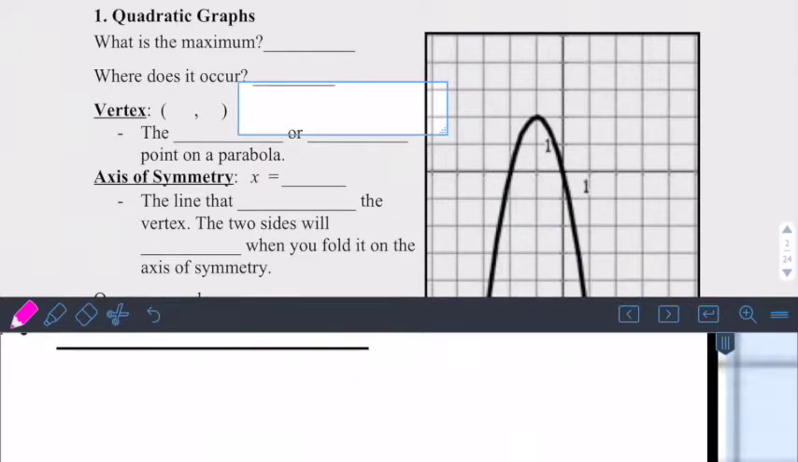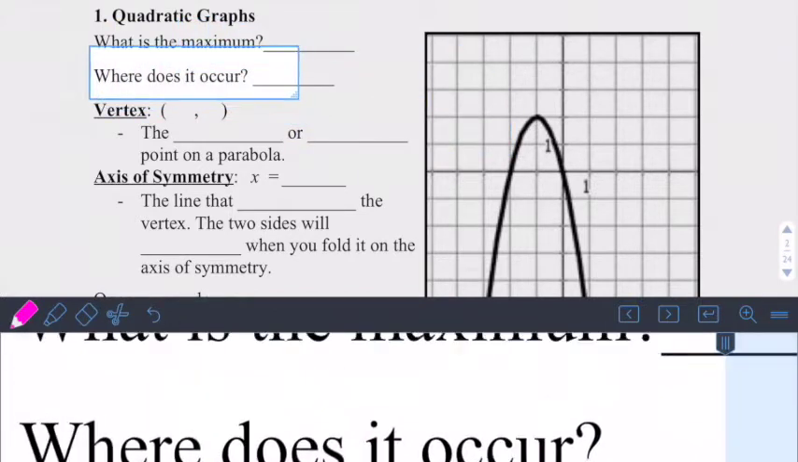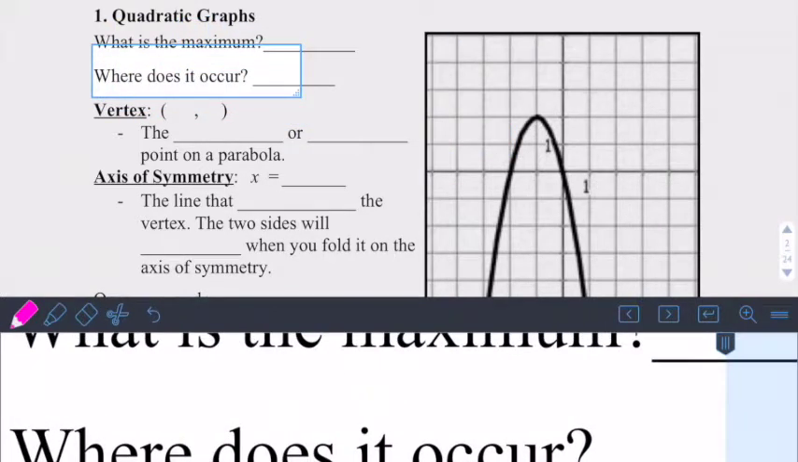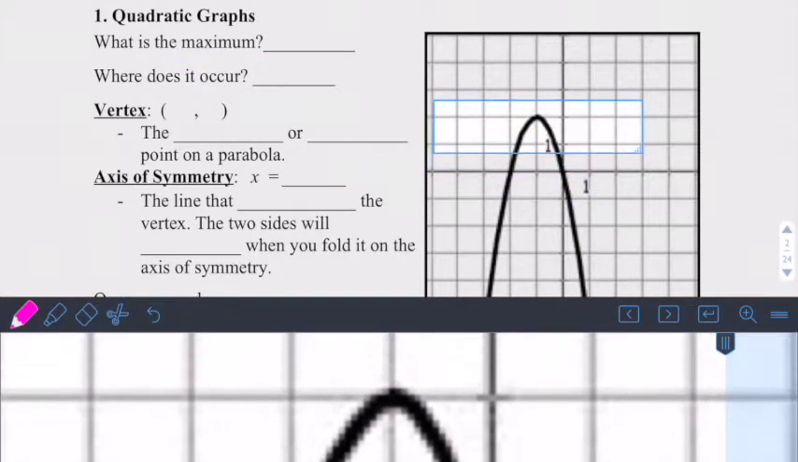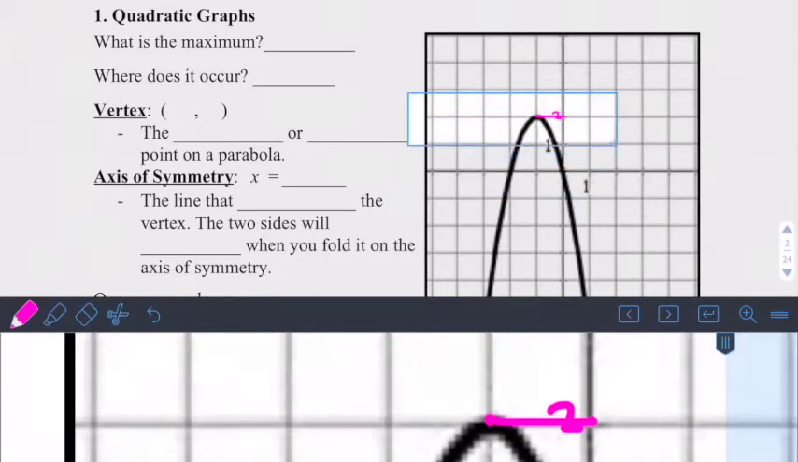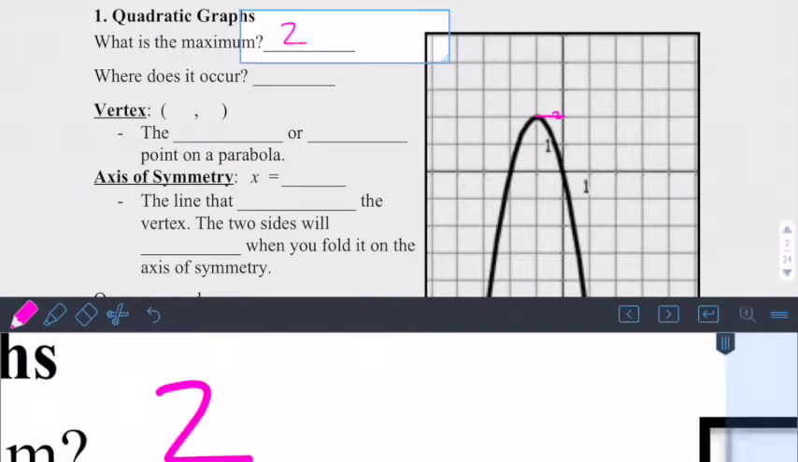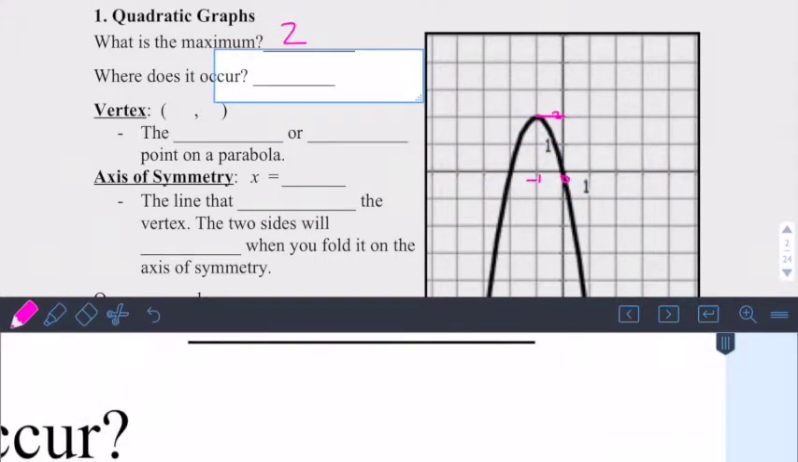We learned maximum, minimum, that's kind of new. What is the actual maximum and where does it occur? So where does the maximum occur and the maximum are two different answers. So if we look at our graph, the maximum this goes is 2, right? 1, 2. If we look at our scale. So the maximum's 2, it occurs at x equals -1 on my axis.